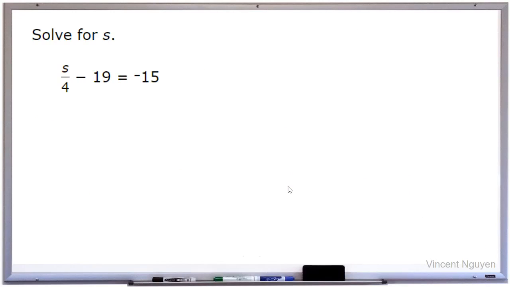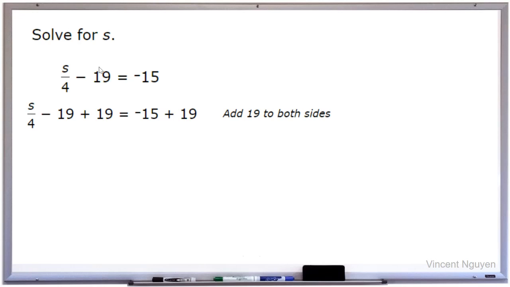All right, let's take a look at how we solve this. So we said the two inverse operations were adding and multiplying, right? So the first thing we're going to be doing is adding. But what are we adding? Well, we're adding 19 to get rid of it, right? So in order to get that 19 to the other side, we're doing the inverse operation. So we're adding 19 to both sides.